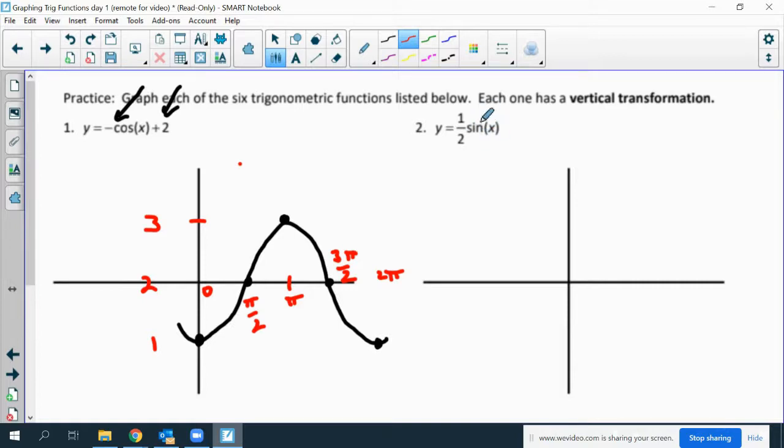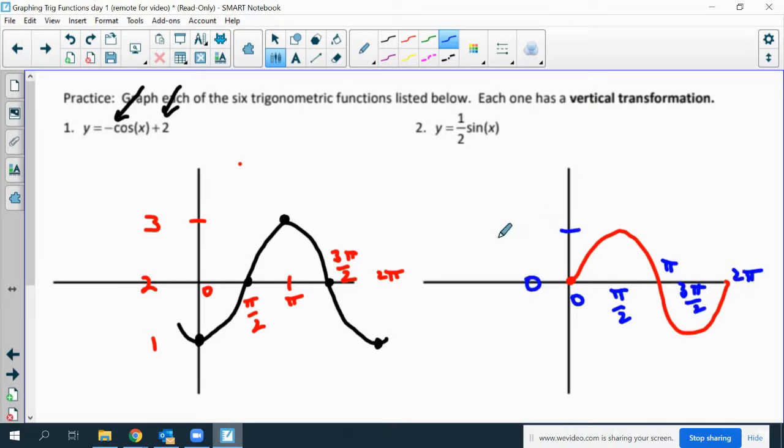Now this one doesn't have a vertical shift, it just has a vertical stretch. And so if I'm looking at the sine graph, it looks something like this. So I have 0, pi over 2, pi, 3 pi over 2, and 2 pi. And then my y values are 0, 1/2, and negative 1/2, because I don't have any sort of vertical shift. I just have a vertical stretch.